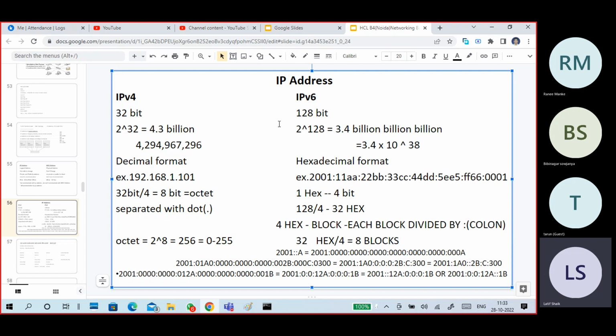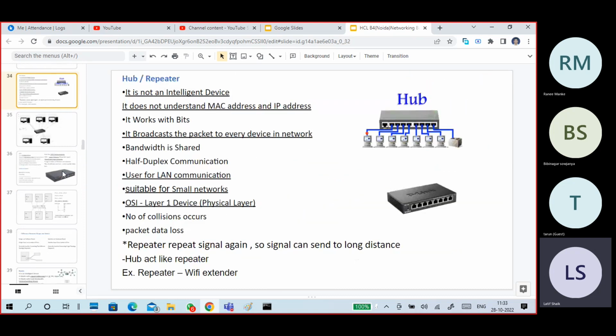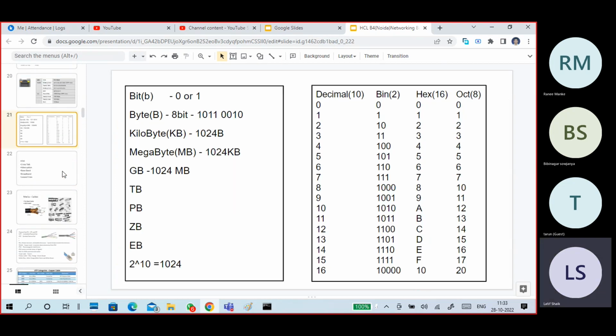IPv6 is represented in hexadecimal format. What is hexadecimal format? I think I have a table. We have already created a table. So if you need a recollection, I will do a recollection also. See, 0, 1, 2, 3, 4, 5, 6, 7, 8, 9, that is decimal. But you can see in decimal after 9 there is a 10, means again it starts with 0. Then 10, 11, 12, up to 19, then 20. That is decimal.